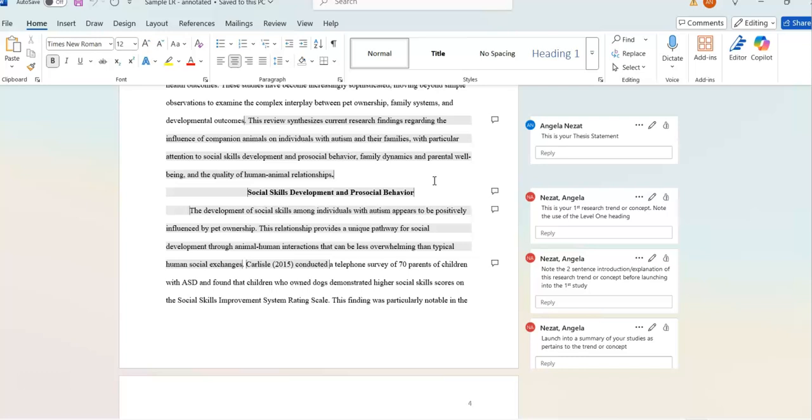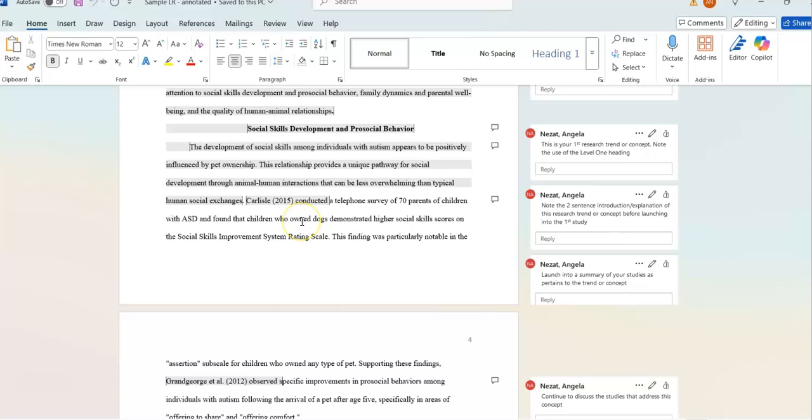So in that sense, it's just like your 111 research paper. Once you have your category, you're going to spend your first two or three sentences explaining that research trend. What did you notice? Tell me about social skills development and pro-social behavior. What is it? You want to do a little bit of explanation before you launch into your first study. So once I've done that, then I launch into my first study.